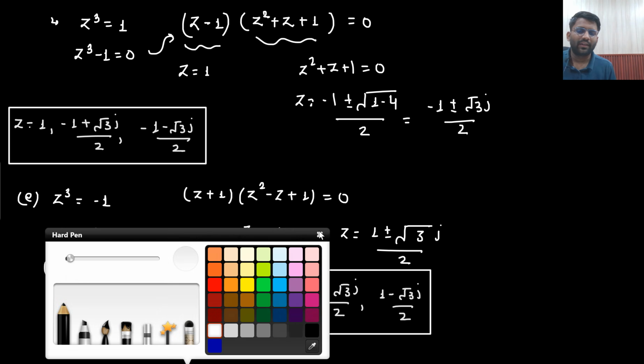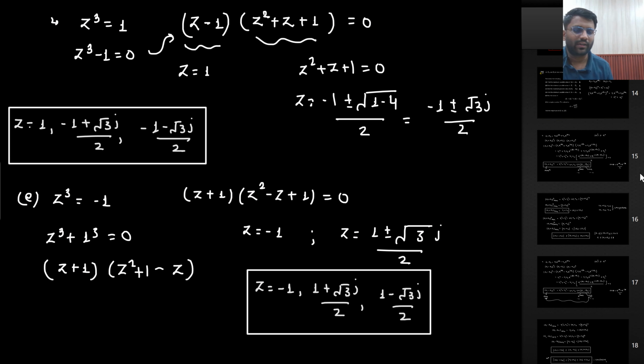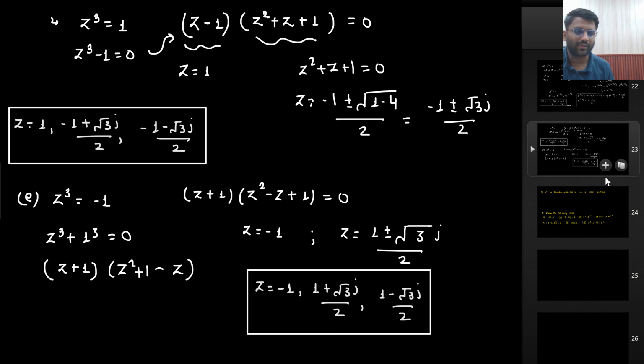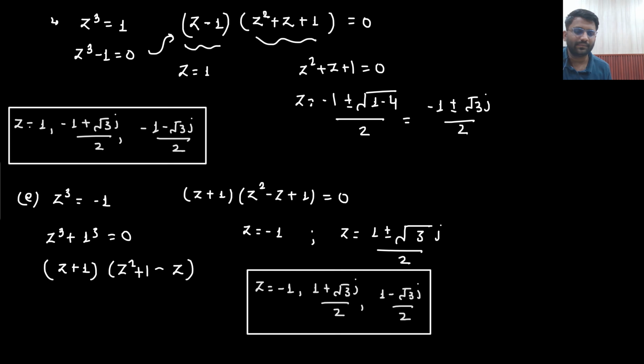Okay, this is one way. What could be the other way? The other way would be the way we have solved. I need to add more pages. The other way would be z cube equals minus 1, is there, no? Z cube equals minus 1.